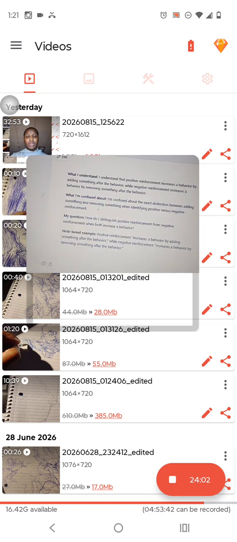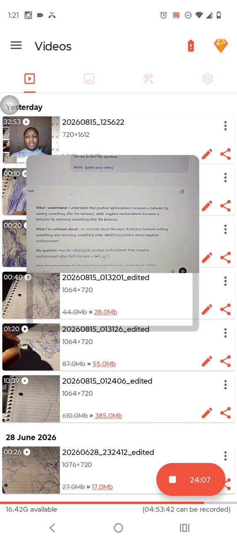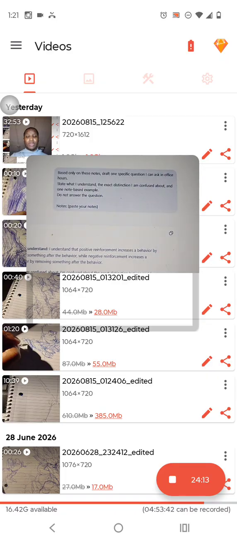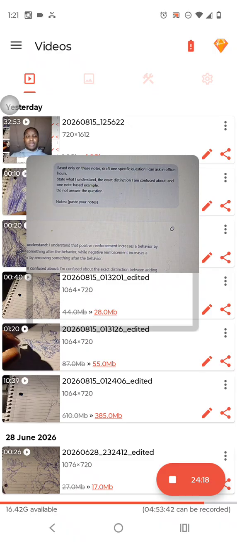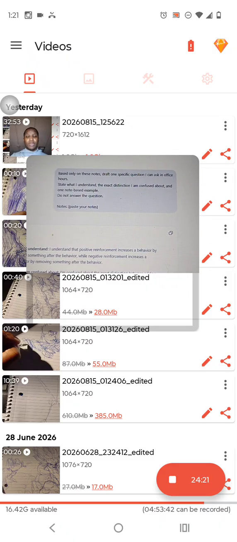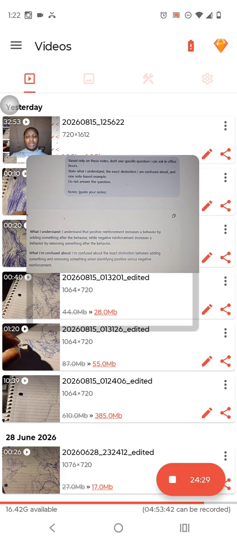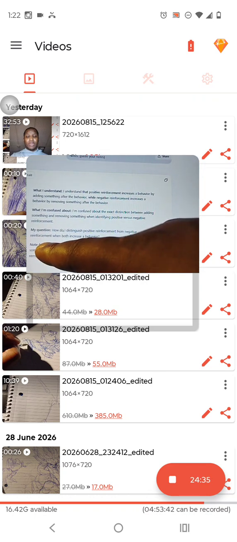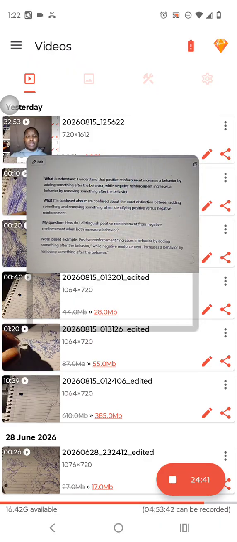Just think real quick. Okay. And so what this answer did, based only on the notes, was draft one specific question I can ask in office hours. It stated what I understand, the exact distinction I'm confused about, and one note-based example. And it did not answer the question. So that's exactly what was shown here: what I understand, what I'm confused about, my question, and the note-based example. And I already read all that, which explains each of those four points.